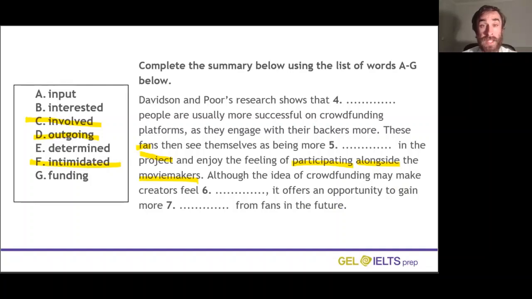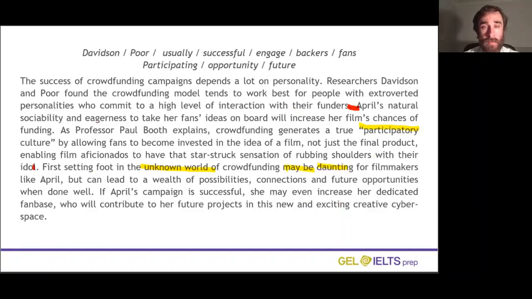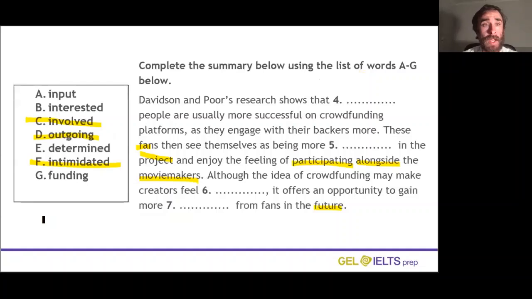Now let's look at question 7. It offers an opportunity to gain more something from fans in the future. Well, let's look for future in the text. In the text, we can see who will contribute to her future projects in this new and exciting creative cyberspace. So this is telling us that the fans will feel they can contribute to her future projects as part of this creative process. Our options, as we decided, were A or G. Those are the 2 nouns.